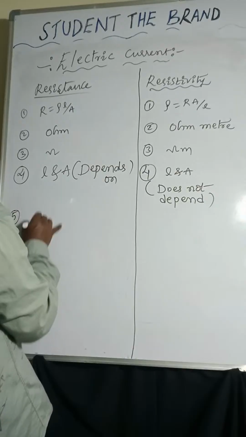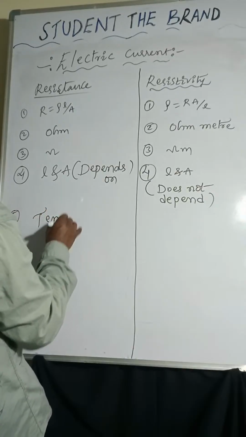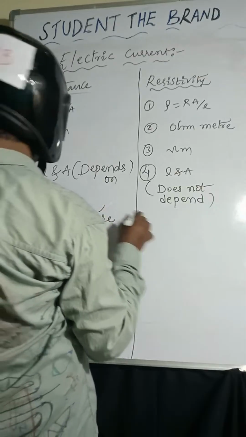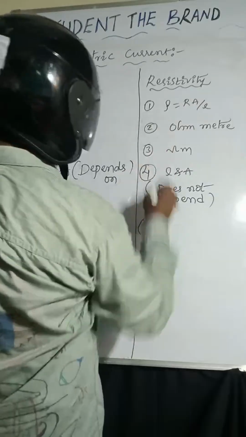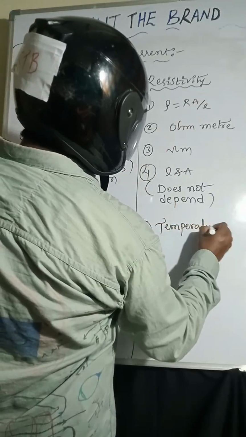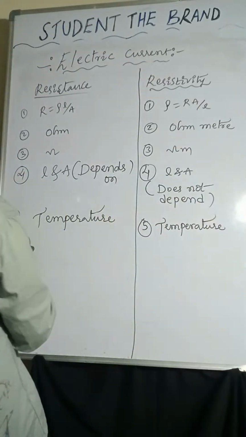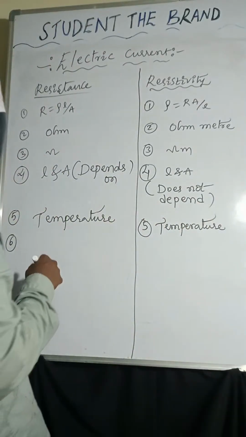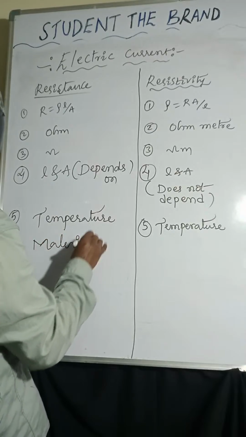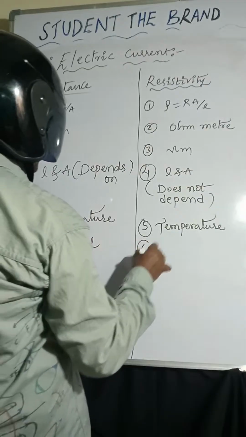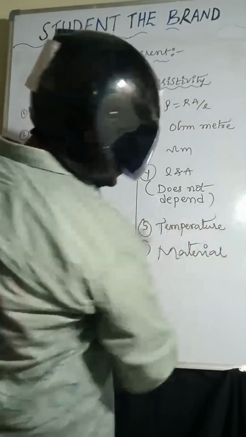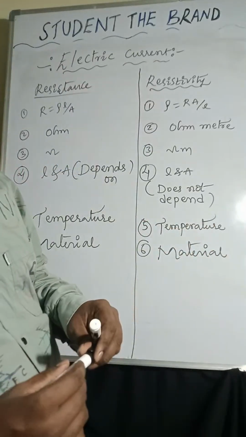Coming to the fifth one. Resistance depends on temperature. Resistivity also depends on temperature. Coming to the sixth one. Resistance depends on material of the conductor. Resistivity also depends on material of the conductor, right? Yes.